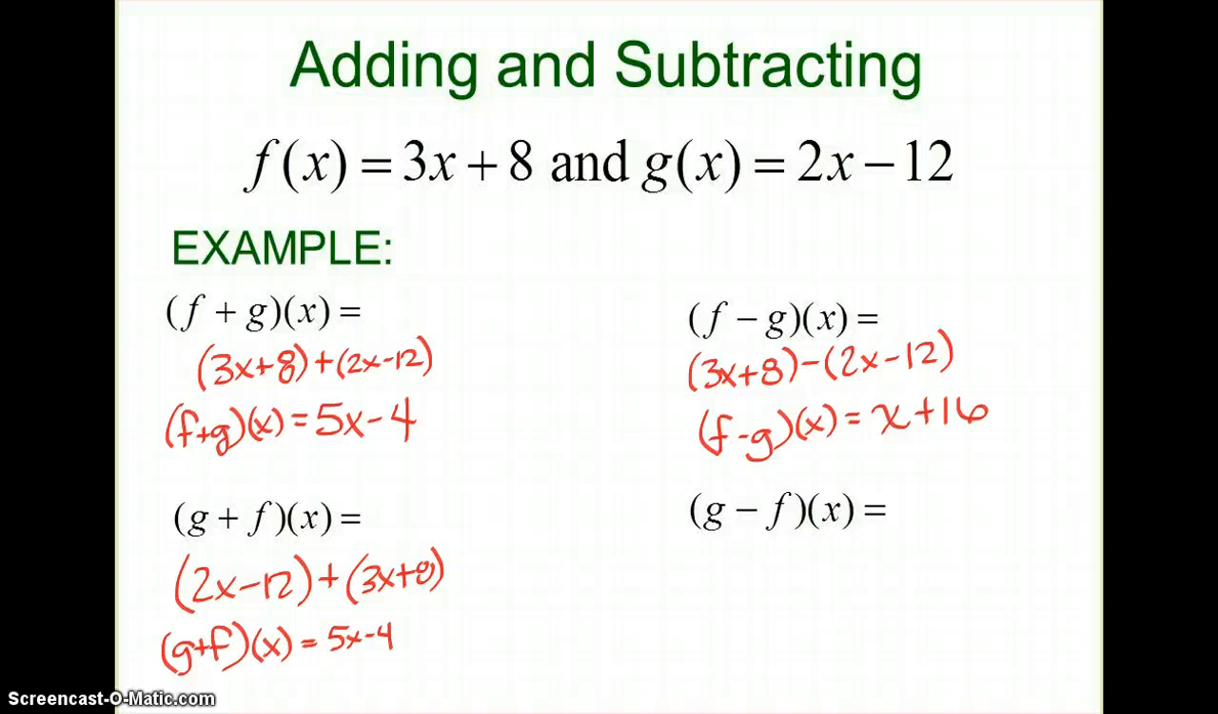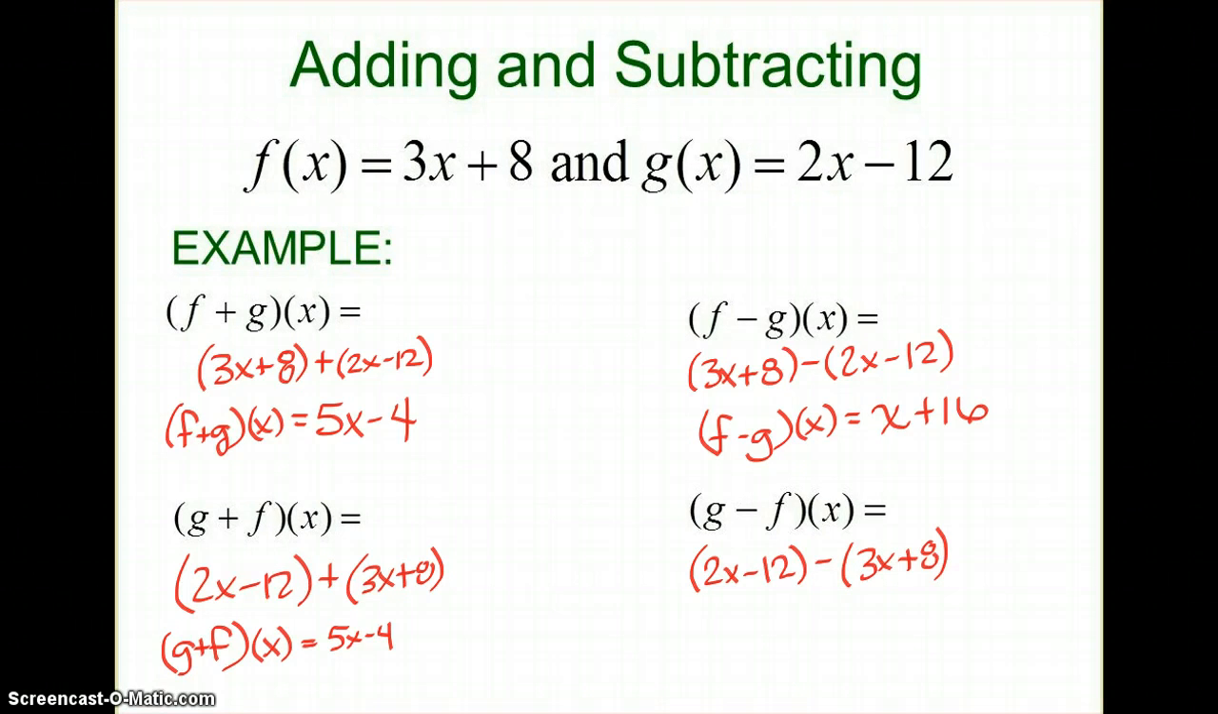Now, g minus f. If you think about subtraction not being commutative, I'm actually going to have to do the subtraction starting with g, which is 2x minus 12. And then I'm going to subtract f, which is 3x plus 8.